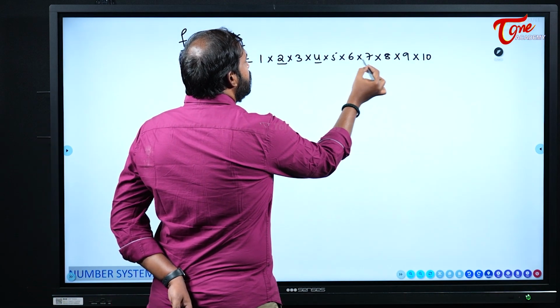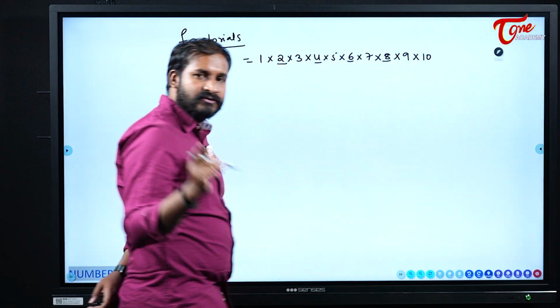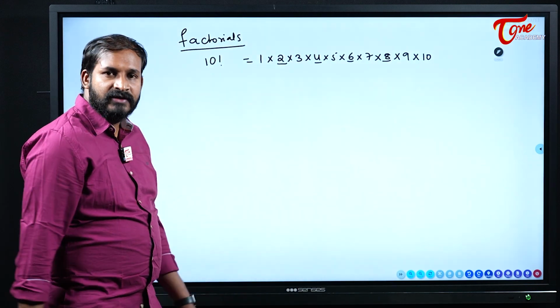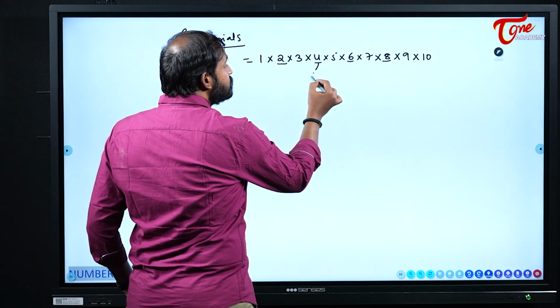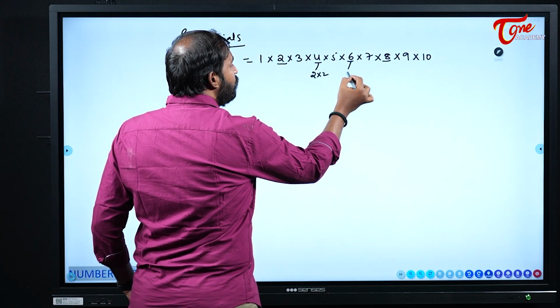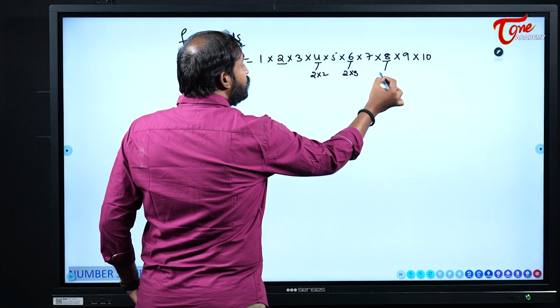Please observe, in every even number we will have at least one 2. So, in 4 we will have two 2s, in 6 we will have one 2, in 8 we have three 2s.